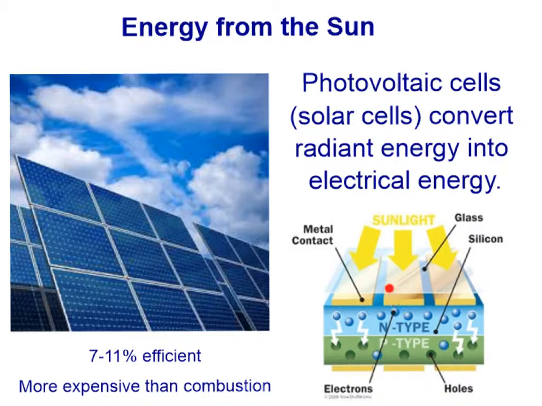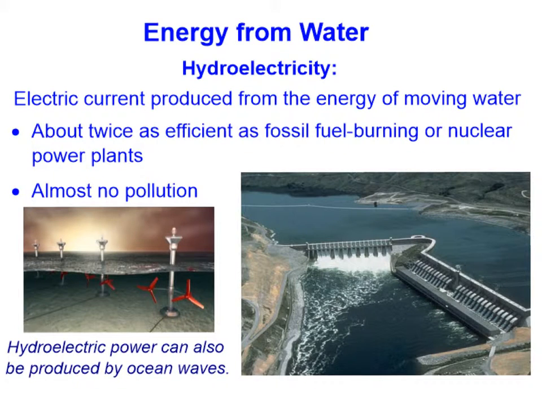And when sunlight strikes the surface of the solar cell, electrons flow through an electric circuit from the electron-rich layer to the electron-poor material. That process of converting radiant energy from the sun directly to electrical energy is only about 7 to 11% efficient. Also, transforming radiant energy into electrical energy using solar cells is more expensive than transforming thermal energy into electrical energy by combustion. But in remote areas, solar cells are actually much more practical in places where power lines are not available.